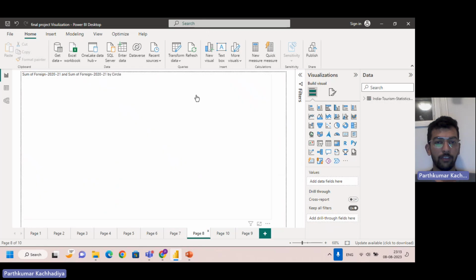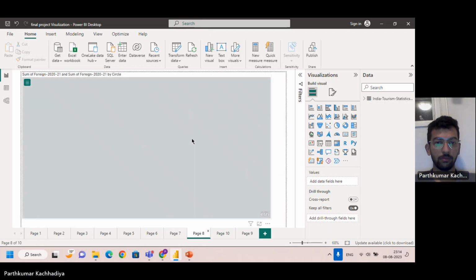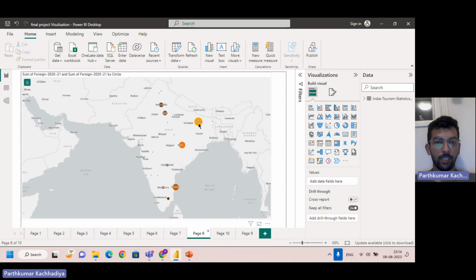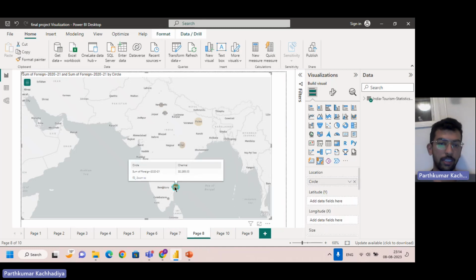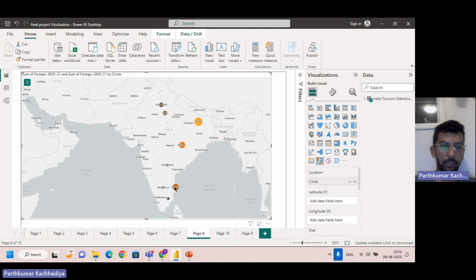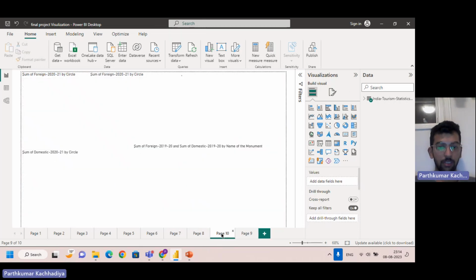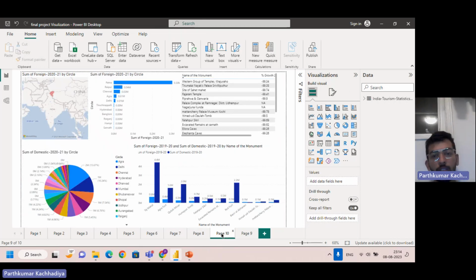For example, if we click here, we can also get some idea of how many people went to each place. Chennai has 32,000 people. So that's why I would rather give a presentation in Tableau or Power BI instead of giving it as an image, because it's showing real time data.